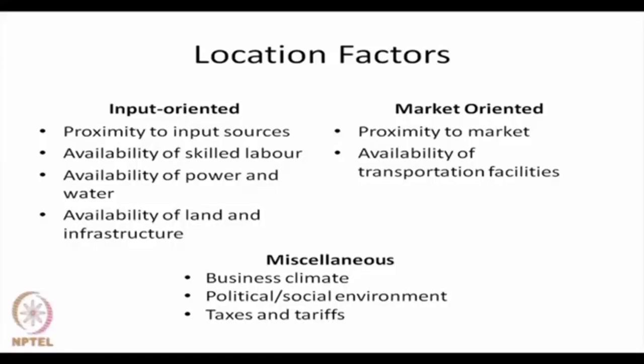Input oriented location factors. One, as I was telling you, proximity to input sources, availability of skilled labor, availability of power and water. You can see this is material, this is labor, this is power, water, availability of land and other infrastructural facilities. For example, IT services, banking services, transportation services, they all come here.